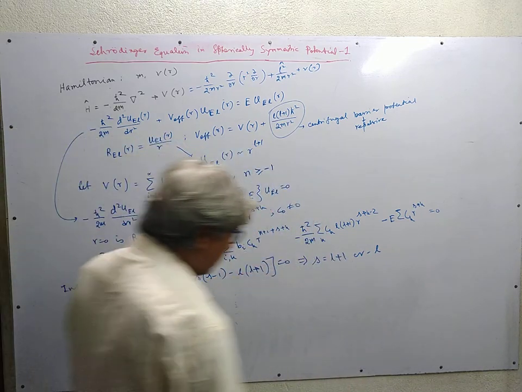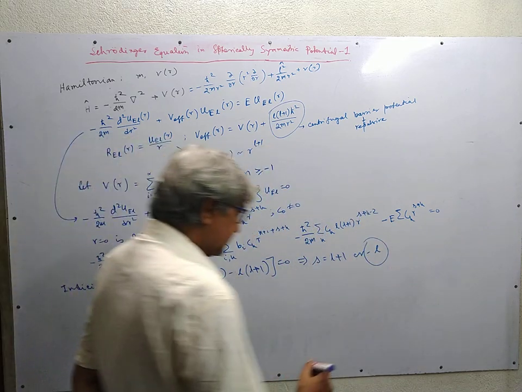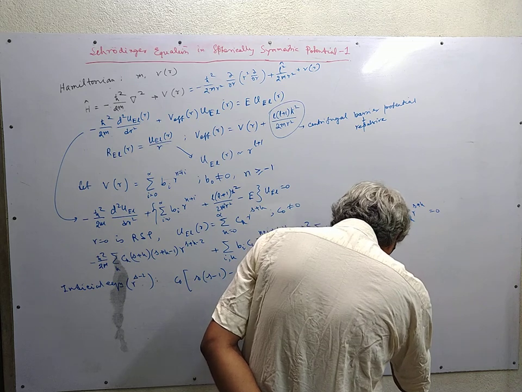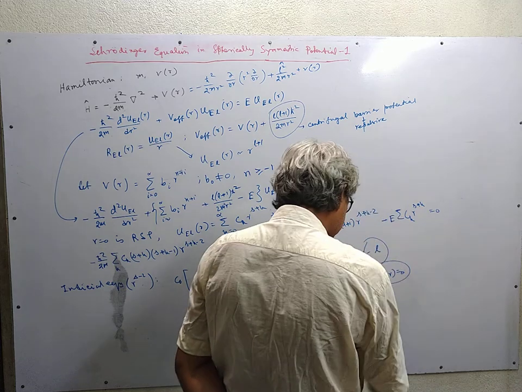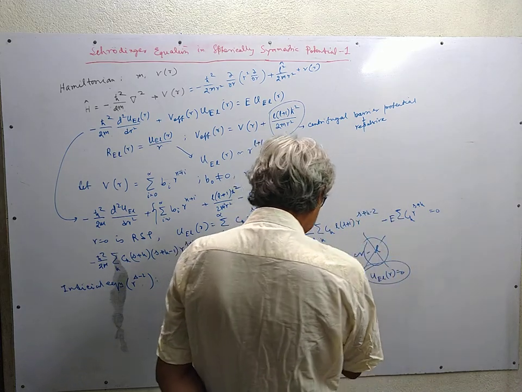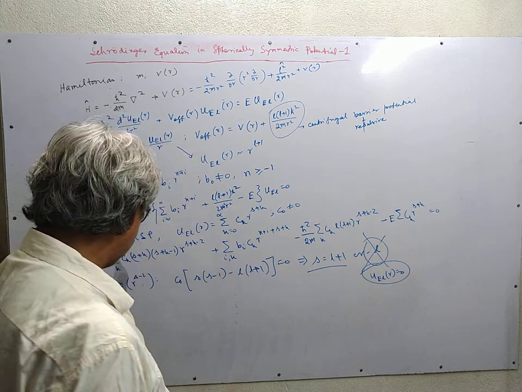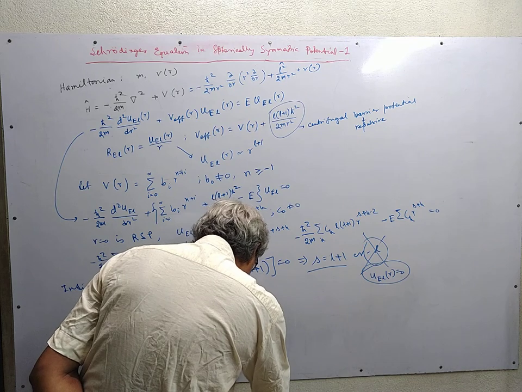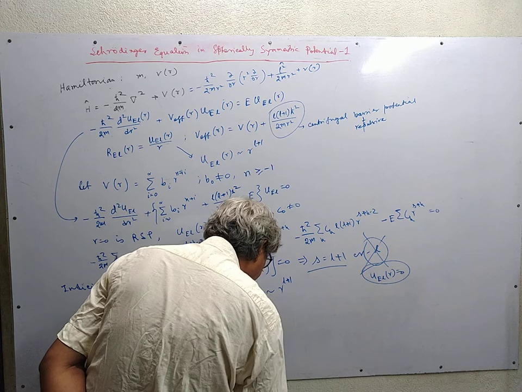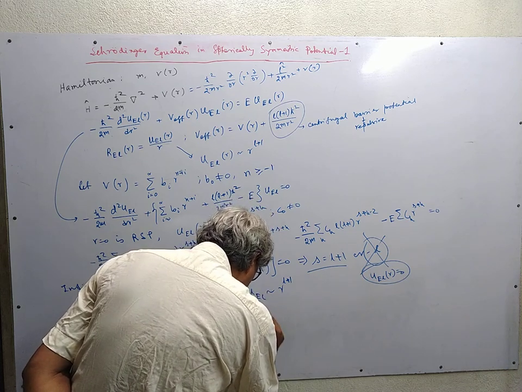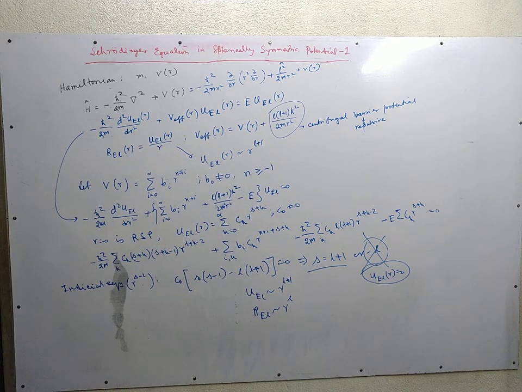But this root does not satisfy the condition that u of E l at r is equal to 0 goes to 0. So this is not an acceptable solution. So this is the acceptable solution, in which case u l has the variation r to the power l plus 1, and coming to R E l, it has r to the power l variation that we have stated earlier.